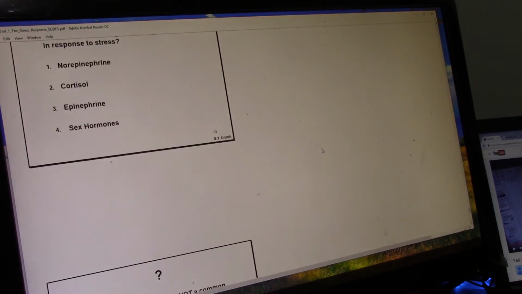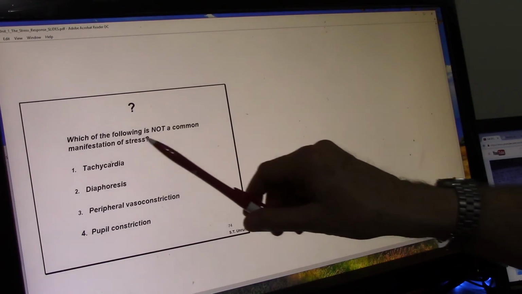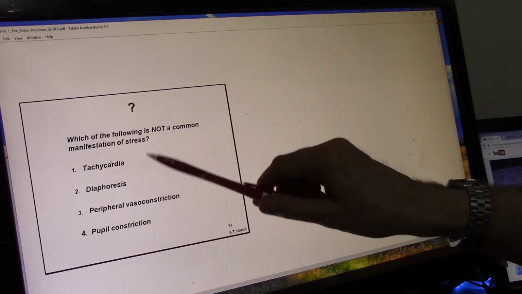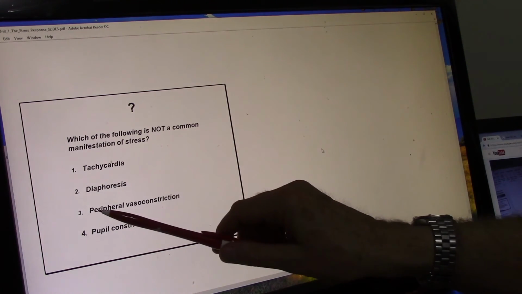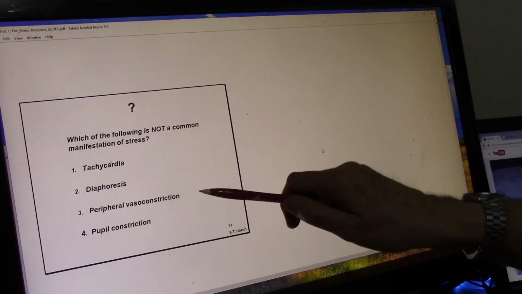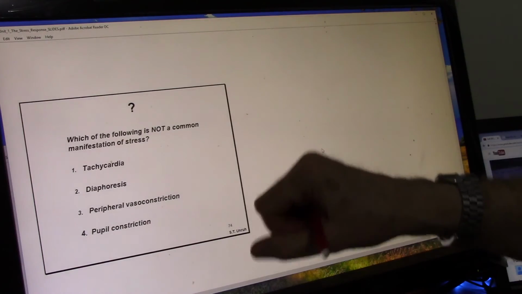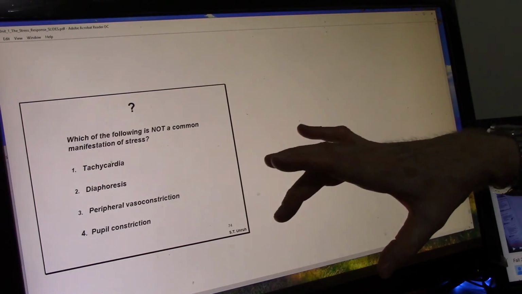Okay. Which of the following is not a common manifestation of stress? Okay, tachycardia, that's increased heart rate. We know that is. Diaphoresis, that's sweating. We know that is. Peripheral vasoconstriction, that's turning the blood flow off of the periphery. We know that is. What about constricting the pupils? No, we dilate the pupils.